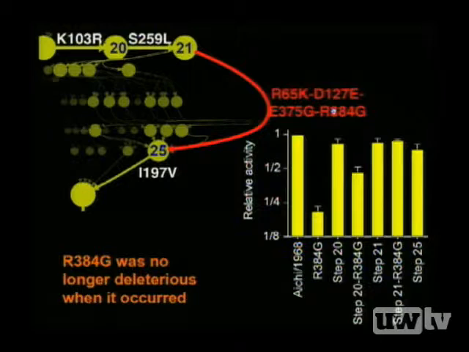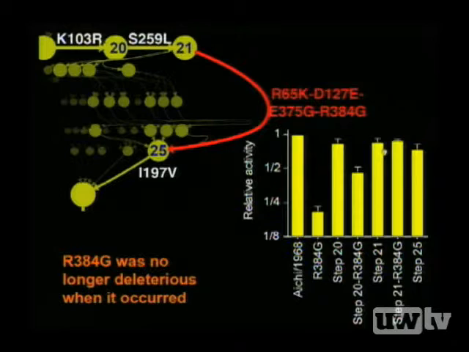So here we see that R384G was bad for the virus in 1968. It's also bad for step 20 right here, although not quite as bad. After the L259S mutation reverts, this R384G mutation is no longer deleterious. So when you make R384G here, it's not bad.